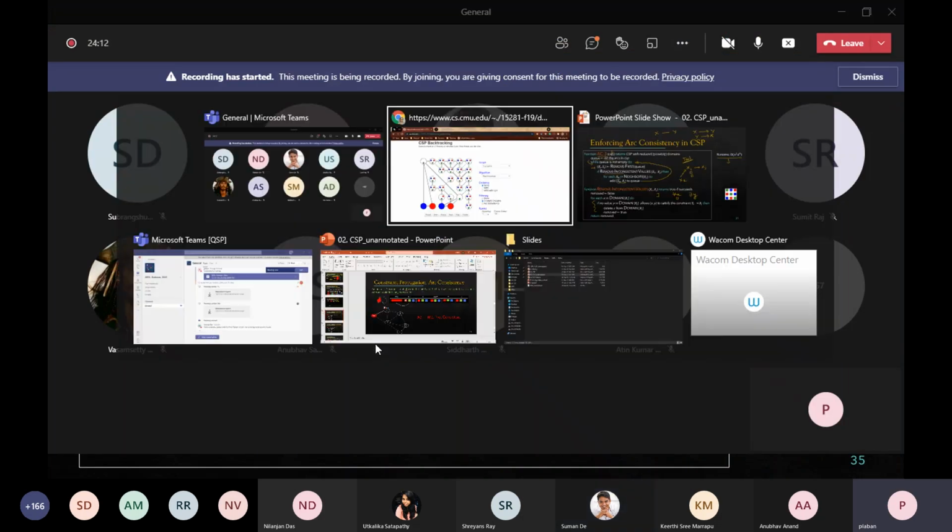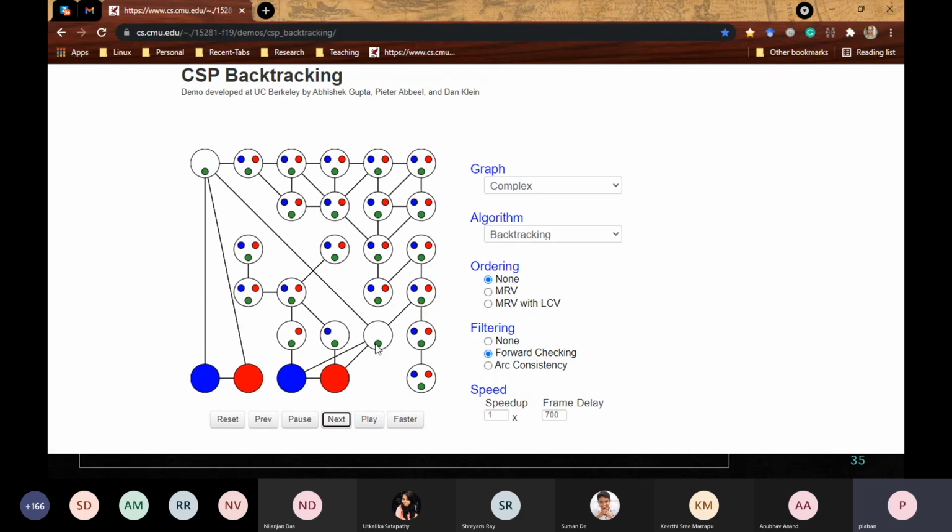Okay. Right. So you see that forward checking does not see that there is a problem down there, right? Even though that is very apparent to us. So let us see what forward checking does to it.